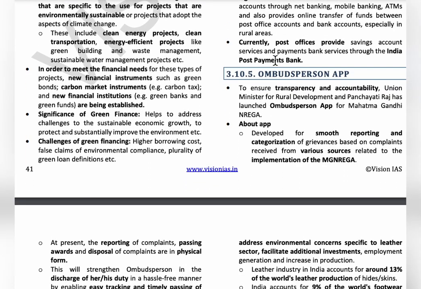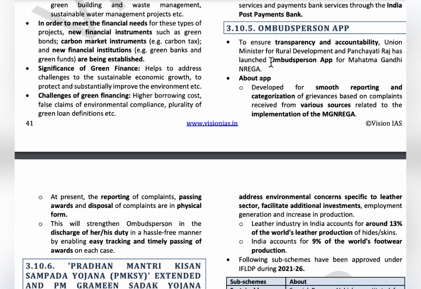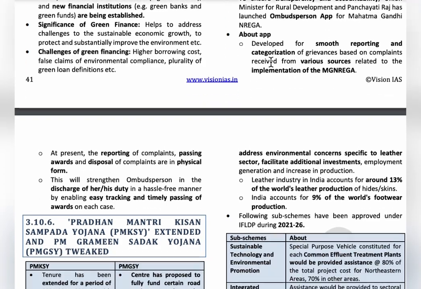Next is Ombudsperson app. So this app is developed to take complaints and other issues related to the MGNREGA scheme, that is Mahatma Gandhi National Rural Employment Guarantee Act. So under this scheme, employment is provided. So this app is developed to take complaints and other issues related to the scheme, for its smooth functioning, and also to ensure transparency and accountability. So it is launched under the Ministry of Rural Development and Panchayati Raj.